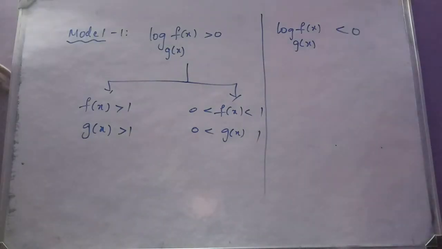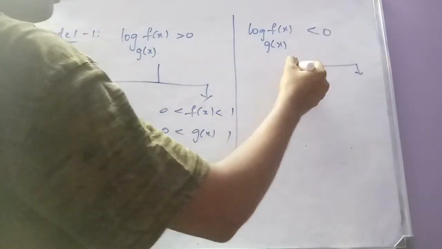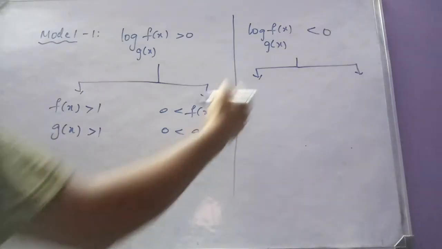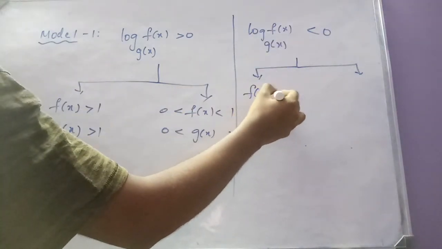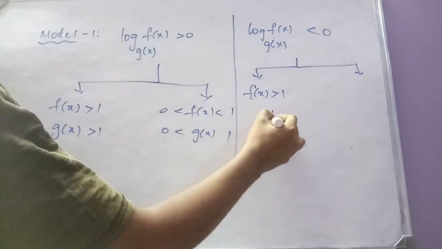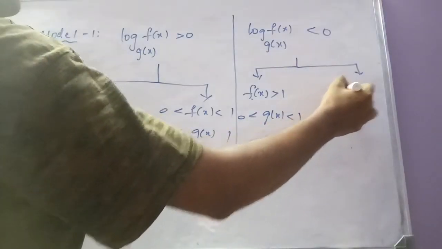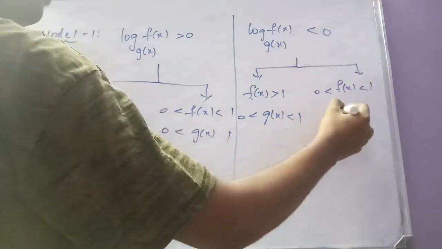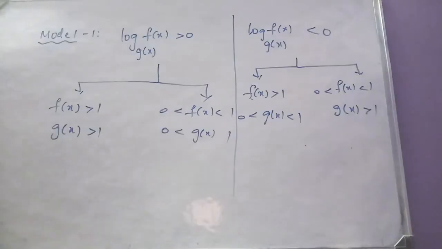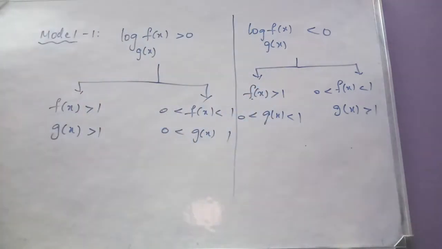Similarly, I hope you understood what the two cases are here. In the first case, if f of x is an improper fraction, then g of x is a proper fraction. Or if f of x is a proper fraction, then g of x is an improper fraction. The union of these two solution sets is the required solution set of this inequality.